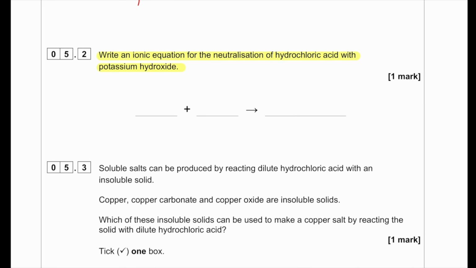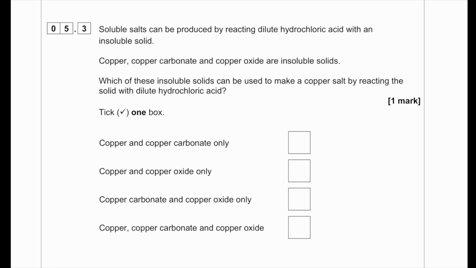Write an ionic equation for the neutralization of hydrochloric acid with potassium hydroxide. Guys, we need to remember the ionic equation for a neutralization reaction is always H plus ion with OH minus ion to produce water.